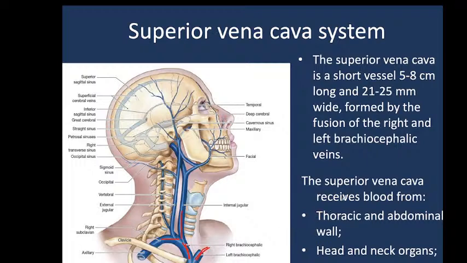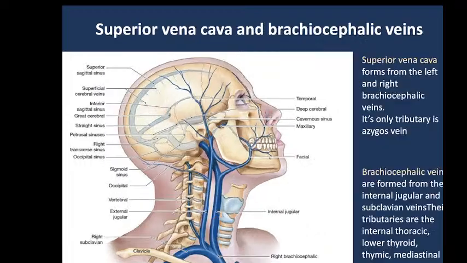What are the sources of blood coming into the superior vena cava? As you see, this vessel receives blood from thoracic and abdominal wall, head and neck organs, and upper limb as well. These are the sources of the blood, which flows from there and comes into the superior vena cava.